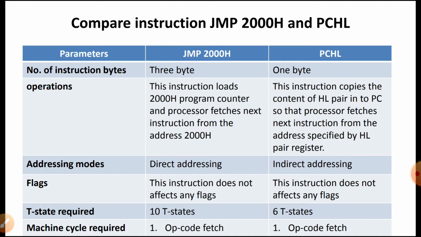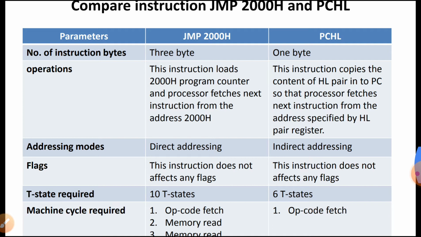So the jump instruction is a 3-byte instruction, but PCHL is a single byte instruction. As far as the operations are concerned, this jump instruction is going to load 2000 into the program counter, so that the next instruction which will be accessed, fetched and executed will start from 2000. Now PCHL is the instruction which copies the content of the HL pair into the program counter.